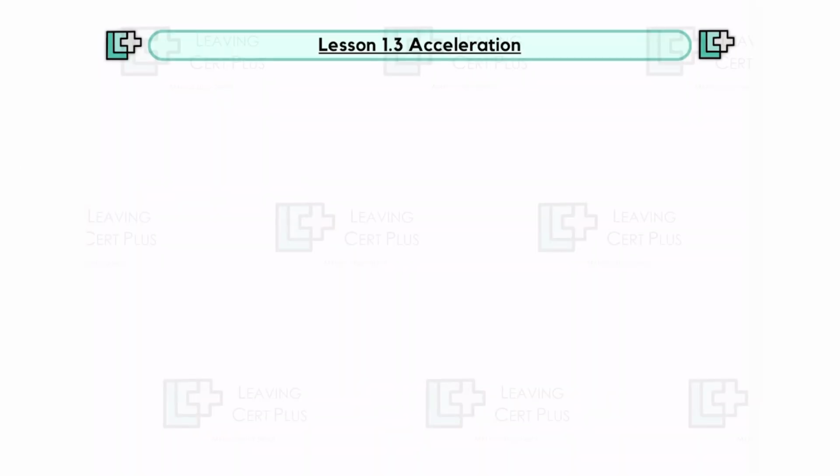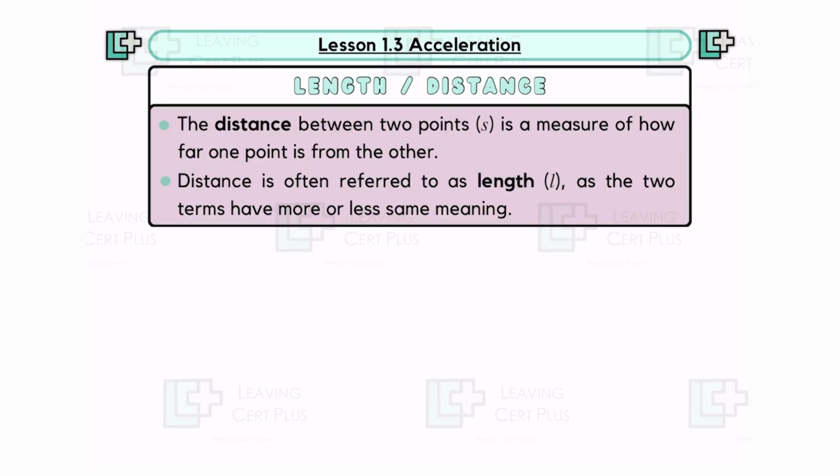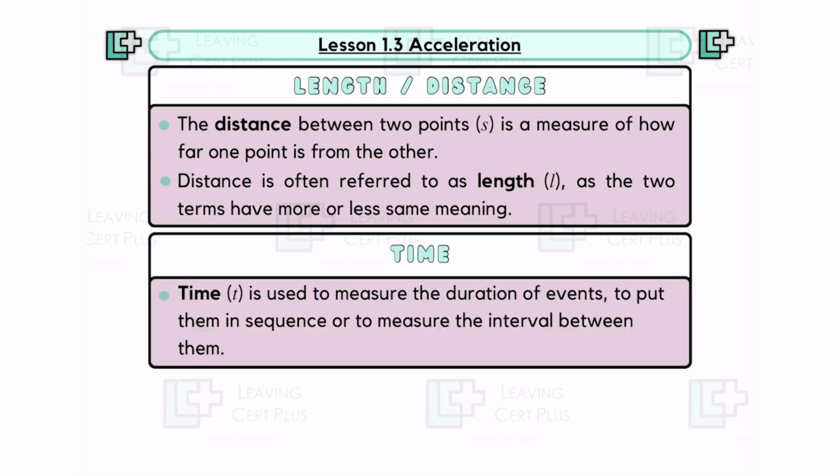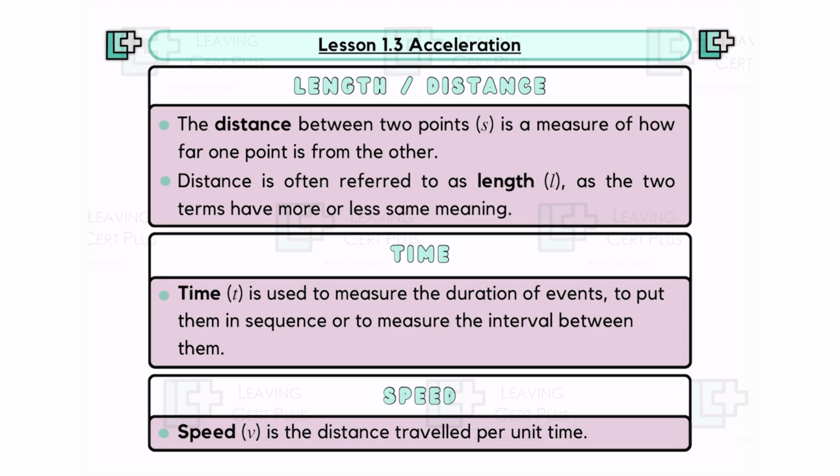Hi. In this video, we're going to take a look at acceleration. But first, a brief revision of the terminology we learned previously. We have a quantity called distance, also displacement, which talks about how far objects are away from one another. We also have time, which talks about the duration of events or the interval between events. And finally, we have speed, which is the distance traveled per unit time.